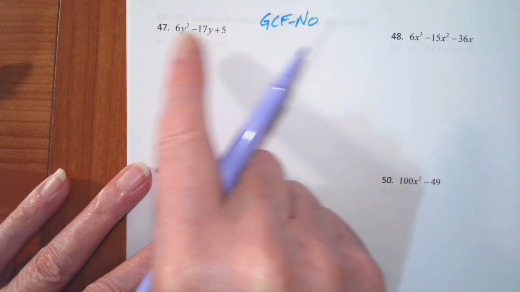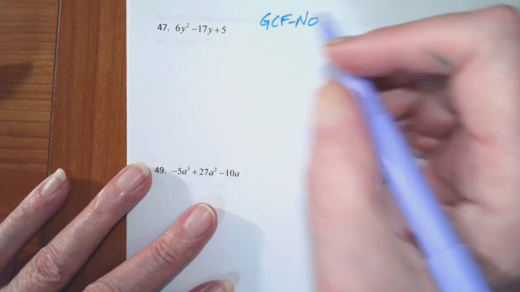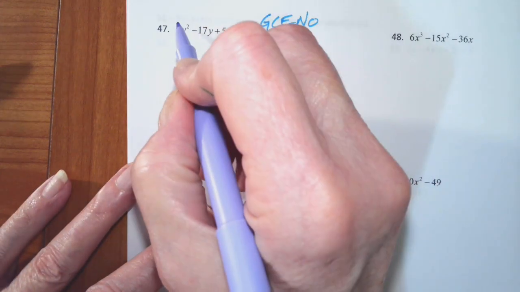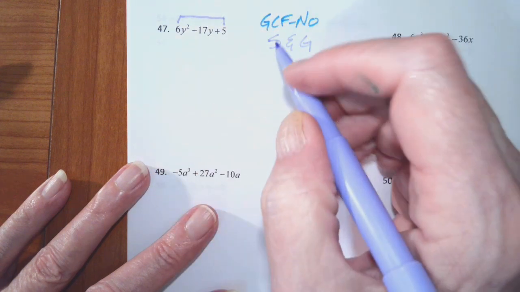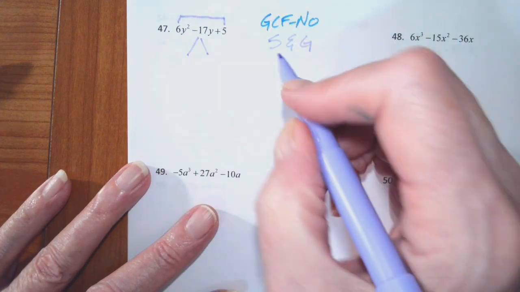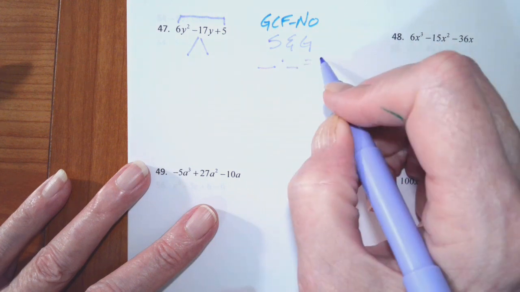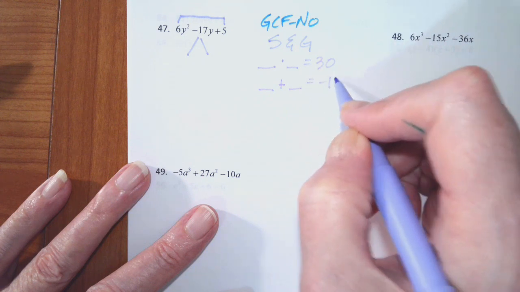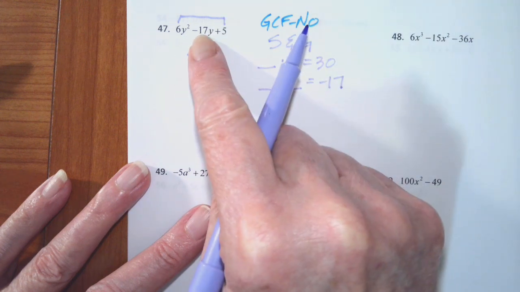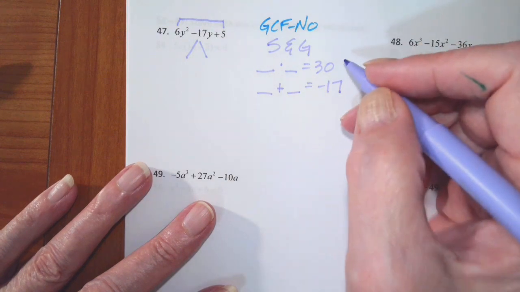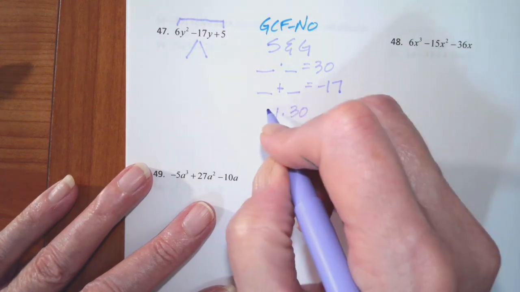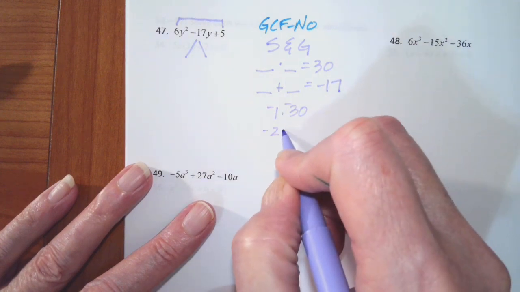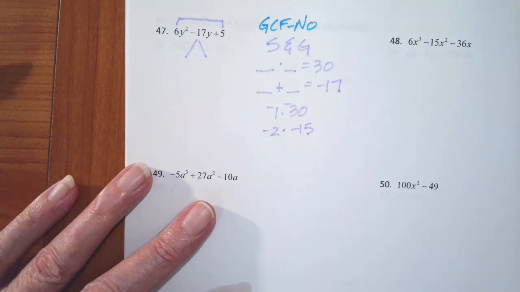There are 3 terms. The leading coefficient does not equal 1, so I'm going to do the split and group, and I'm going to start abbreviating. I'm lazy. All right, so that means I'm going to find 2 numbers whose product is 30 and whose sum is negative 17, and use those numbers to split up my negative 17. All right, so I've got 1 times 30. I know they both have to be negative since the product is positive and the sum is negative. Negative 2 times negative 15, and there's my winner.